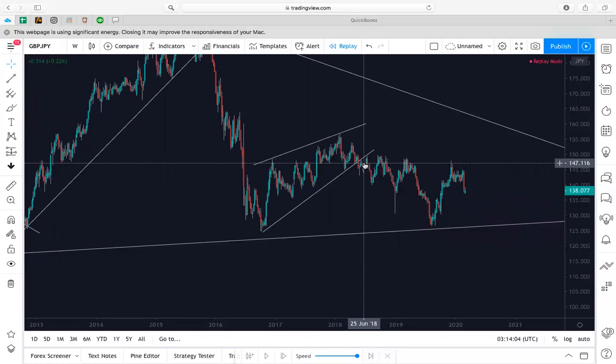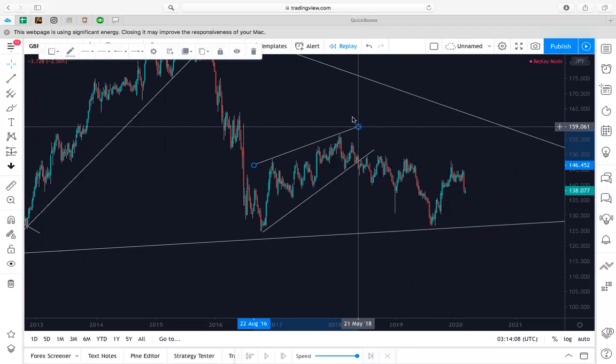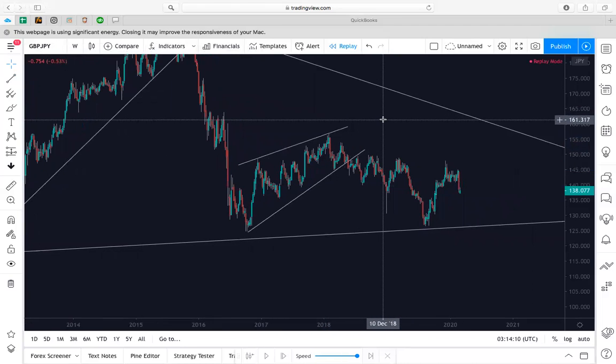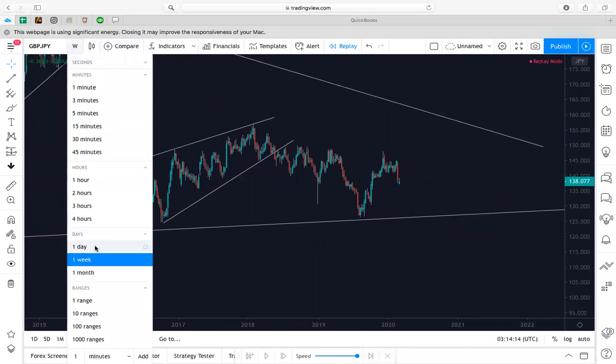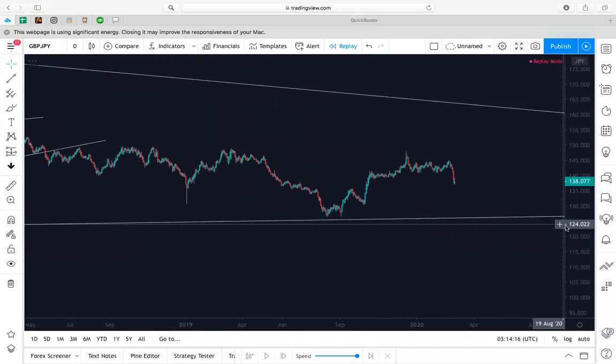So I want to take part in the continuation of the move down. So by putting these trend lines on, it gives me an idea of where I can look to enter, and so on and so forth. So let's move down to the daily time frame. Let's look at more recent price action.